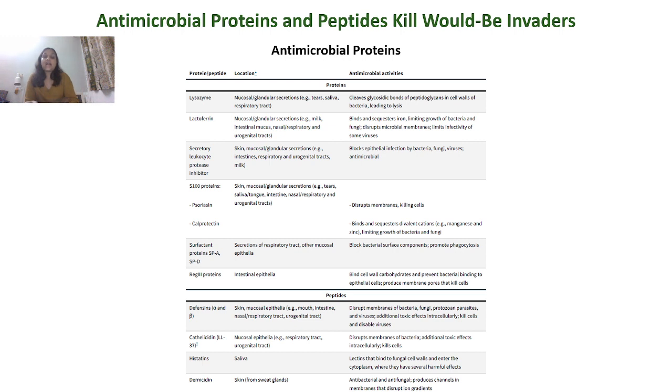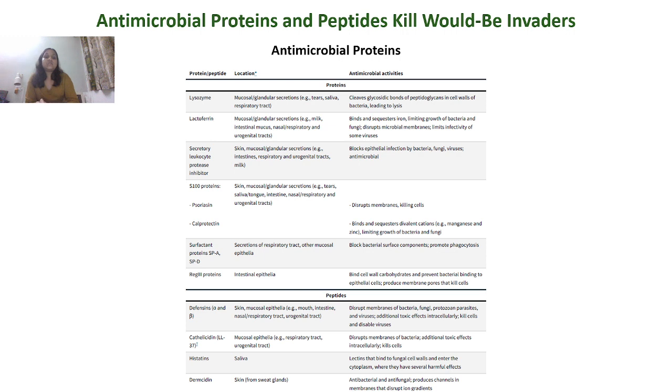Then there are lactoferrins, which are secreted through the milk, intestinal mucus, nasal, respiratory, and urogenital tract. They bind to and sequester iron, and iron is very much needed for the growth of the bacteria as well as fungi. So they bind to this iron and sequester it so that the bacteria cannot grow, and they disrupt microbial membrane. They also limit infectivity of some viruses.